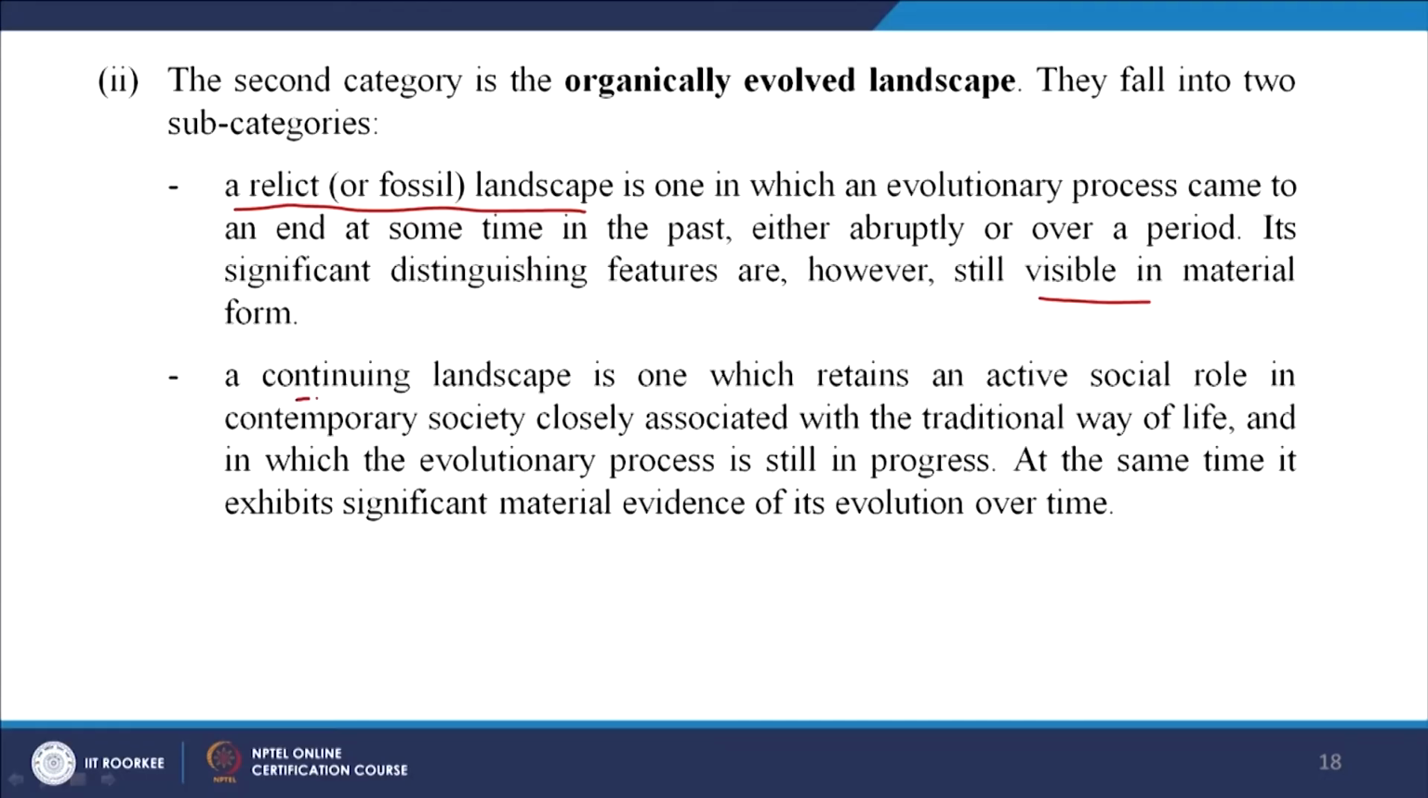The second form which they talked about is the continuing landscape, which retains an active social role in contemporary society, closely associated with the traditional way of life in which the evolutionary process is still in progress. So in fact, in some parts of Europe the impacts of the ice age are still in progress, and how the trees are able to adapt to the present ongoing climate as well. At the same time, it exhibits significant material evidence for its evolution over time.